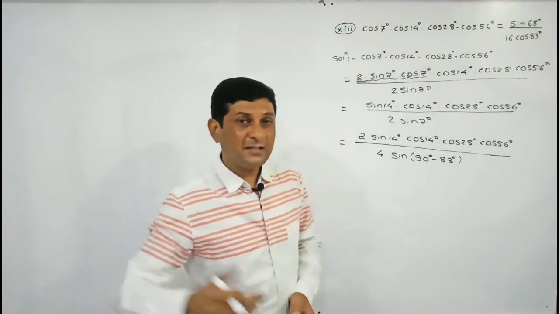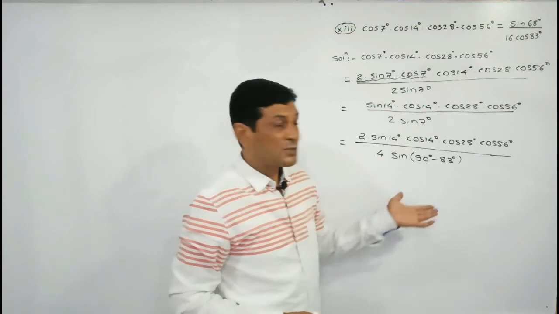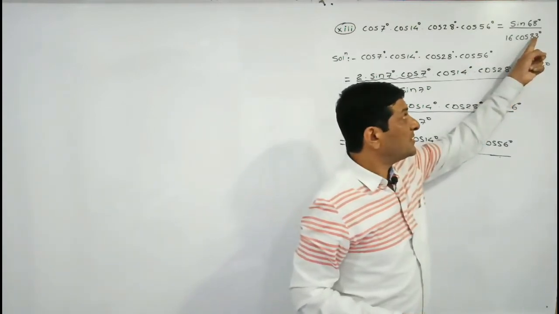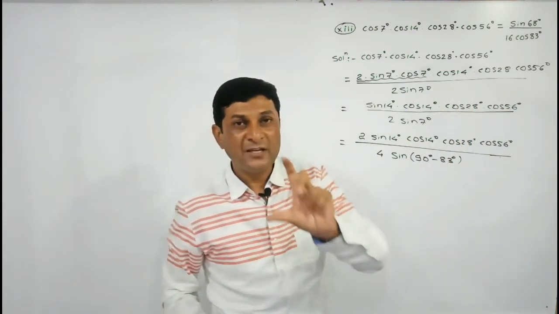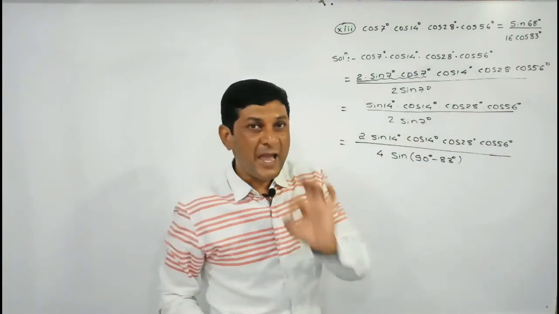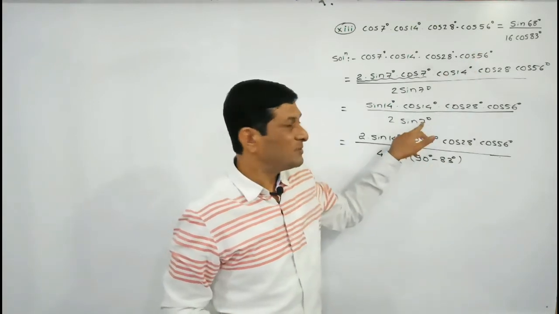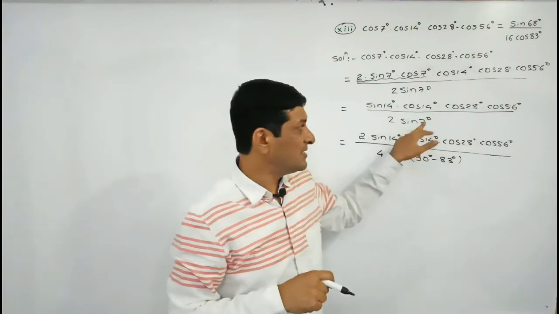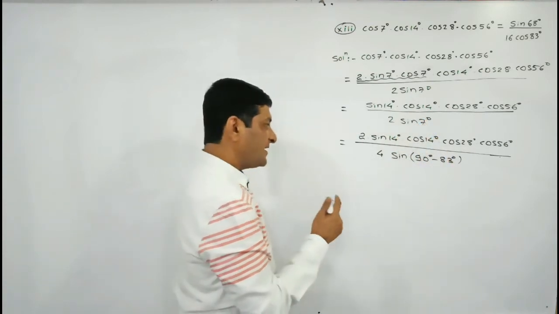And why are we replacing 7 by 90 minus 83? Because in the required result, the denominator will require cos 83 degrees. That's why we are trying to arrange the angle. Which angle? 83 degrees here. To get our required result, replace 7 degrees by 90 minus 83 degrees. Now let us simplify it.